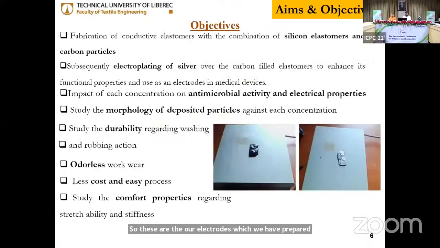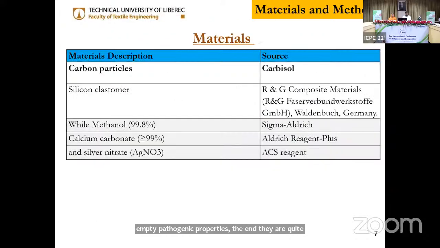Actually, the motivation was this: we fabricated the electrodes with a combination of silicone elastomer and carbon particles. Subsequently, silver electroplating was done over these electrodes to protect from pathogens, and it gave antipathogenic properties like antibacterial and antiviral. Then we observed their morphological properties. The main thing is that our work provides stretchable electrodes with antipathogenic properties. They are quite comfortable regarding stretchability, and they are safe to fit on the skin.